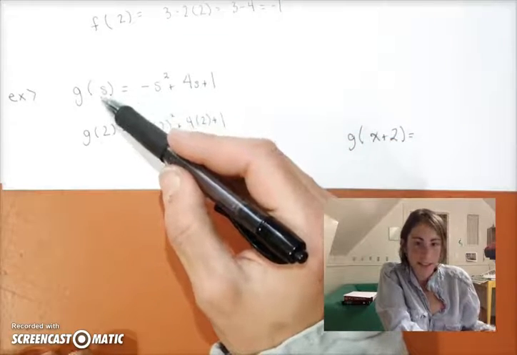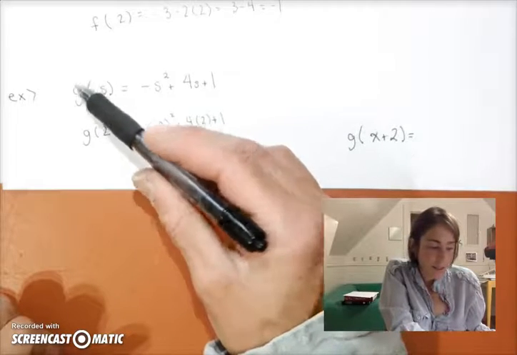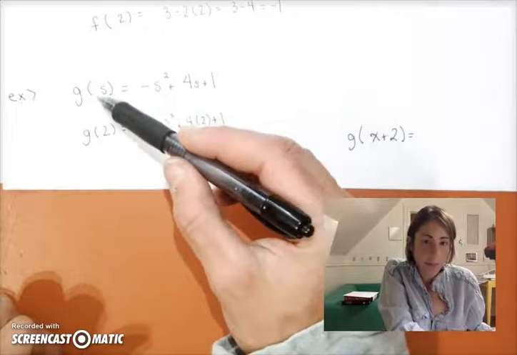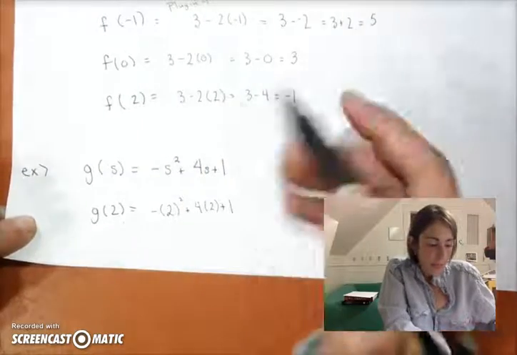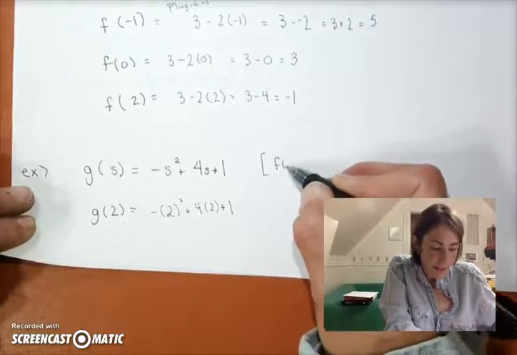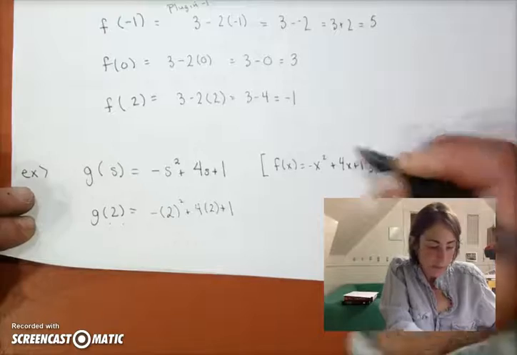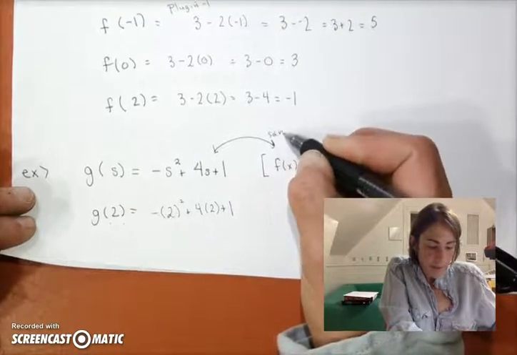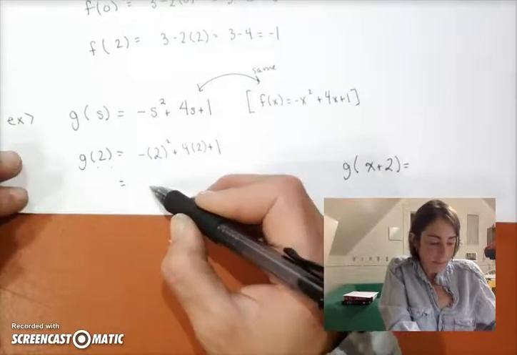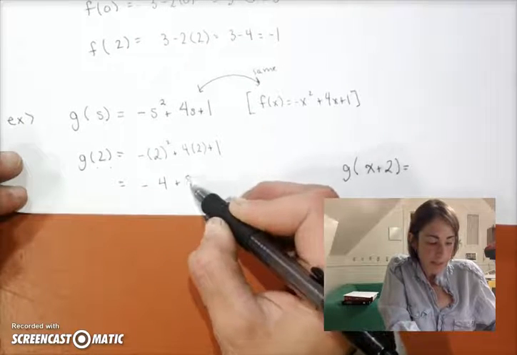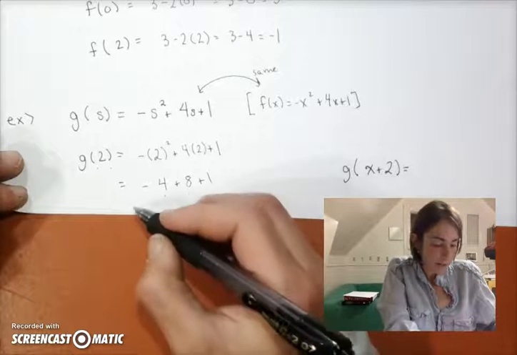So really the fact that this is s instead of x and the fact that this is g instead of f, it doesn't mean anything. This is just a name for the function, and this is just what we're going to be plugging the inputs into. It's a placeholder. So I could write this exact same function as f of x equals -x squared plus 4x plus 1, and these are the same. So the process of evaluating is just plugging in no matter what. So let's finish off this example: -4 plus 8 plus 1. So -4 and plus 8 gives us 4, plus 1 gives us 5.